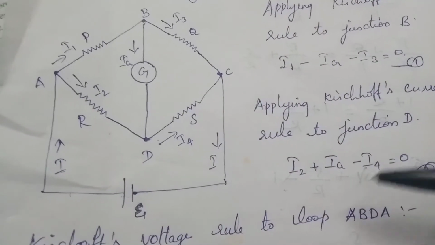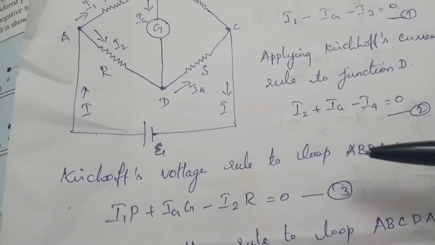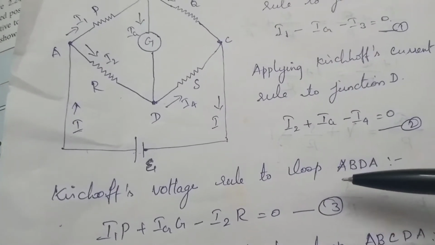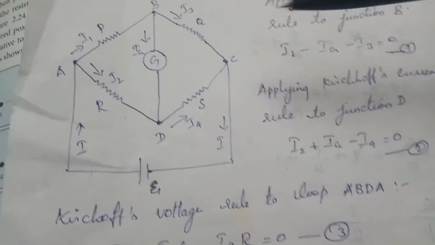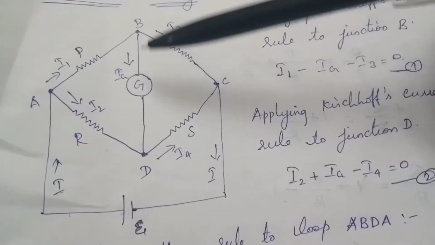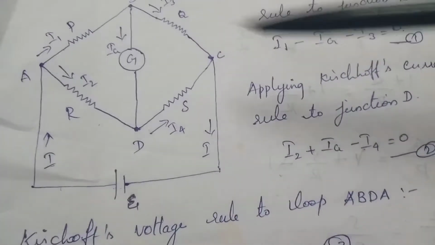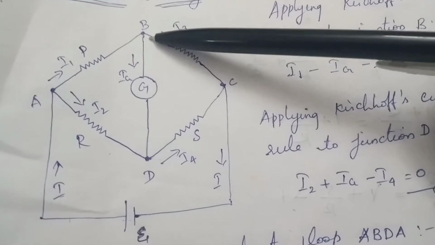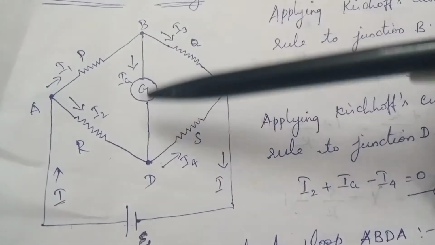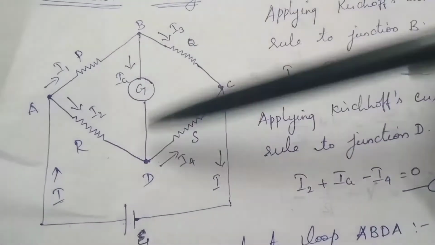Then go to the third equation. Now you have to consider Kirchhoff's voltage rule for the loop. We have to select two loops for applying Kirchhoff's second rule. First, the loop A, B, D, A. So this is one of the loops. For this loop we apply the second rule. First we take A to B, then B to D, then D to A. Keep in mind we take only this loop, not all the other values.